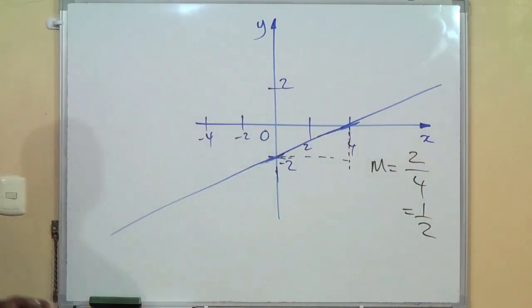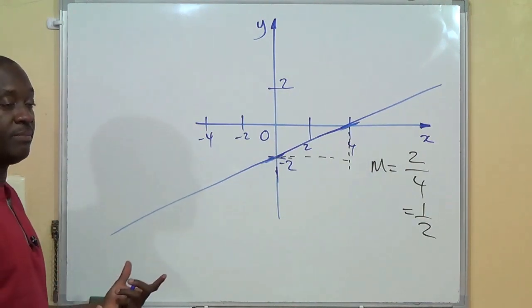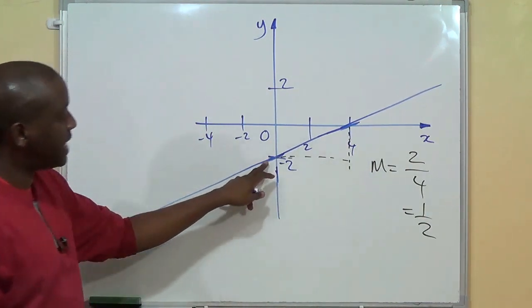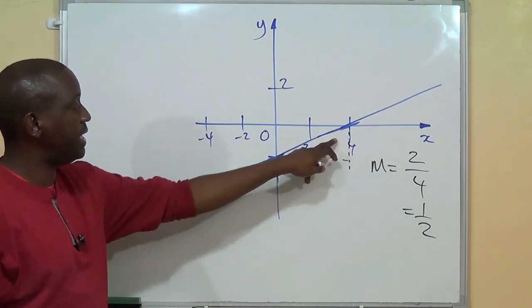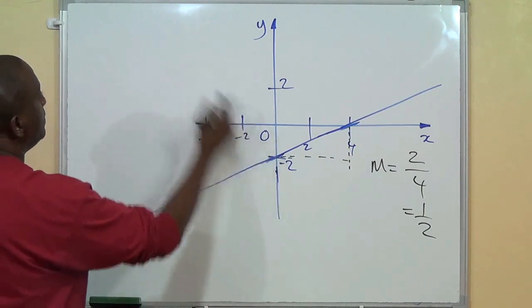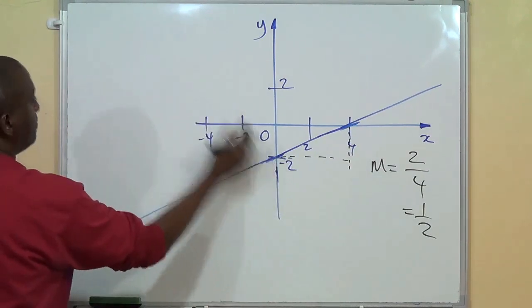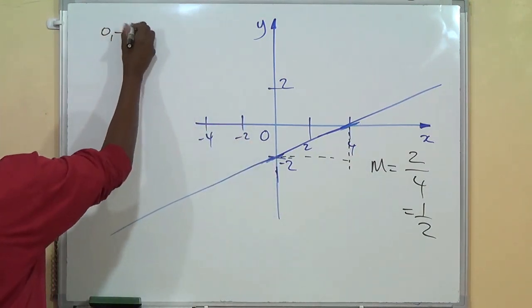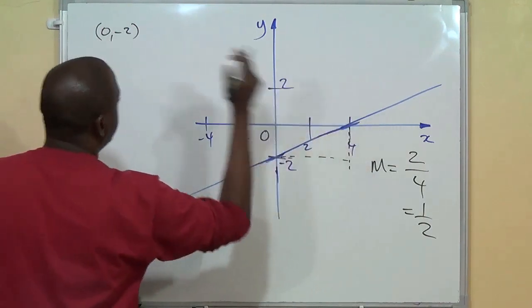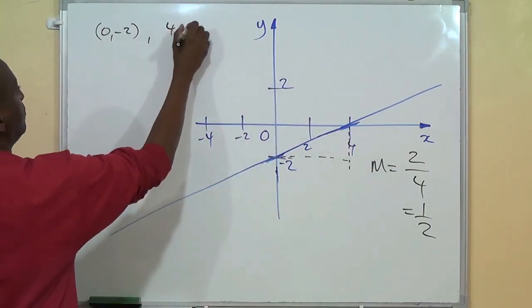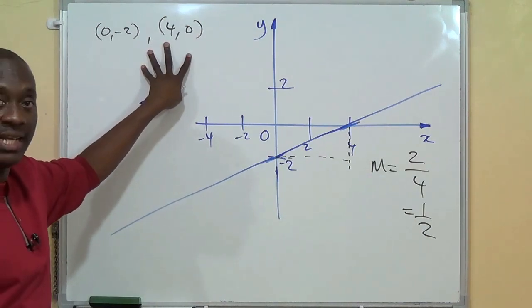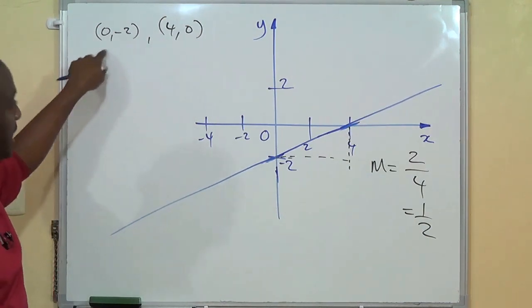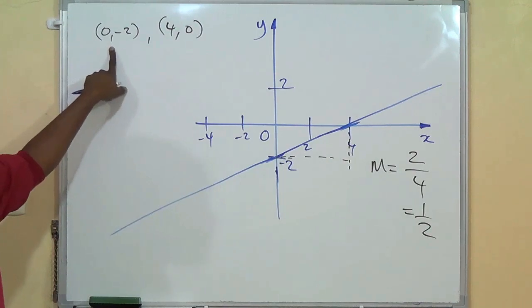Of course, the other method, which some students might want to use, is to first identify the 2 points, the y-intercept and the x-intercept. So the y-intercept is the point (0, -2), and the x-intercept is the point (4, 0). So we have identified 2 points through which the line passes, and then we could use the classical formula to find the gradient.